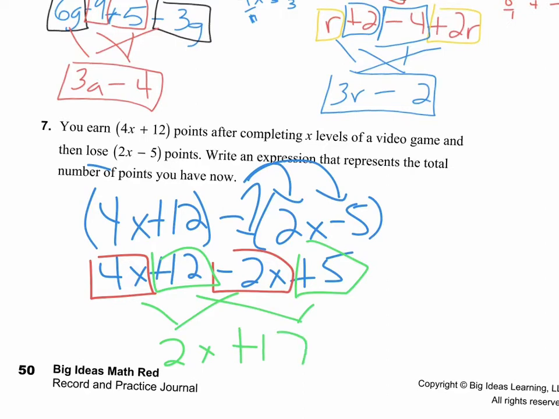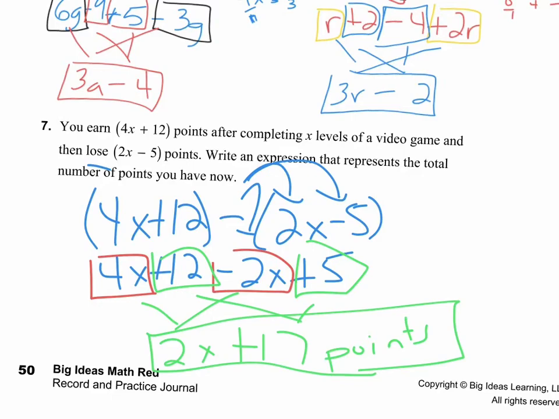So my answer is, write an expression that represents the total number of points we have: 2x plus 17 points would be my answer. Alright, so that is 3.2 for you.